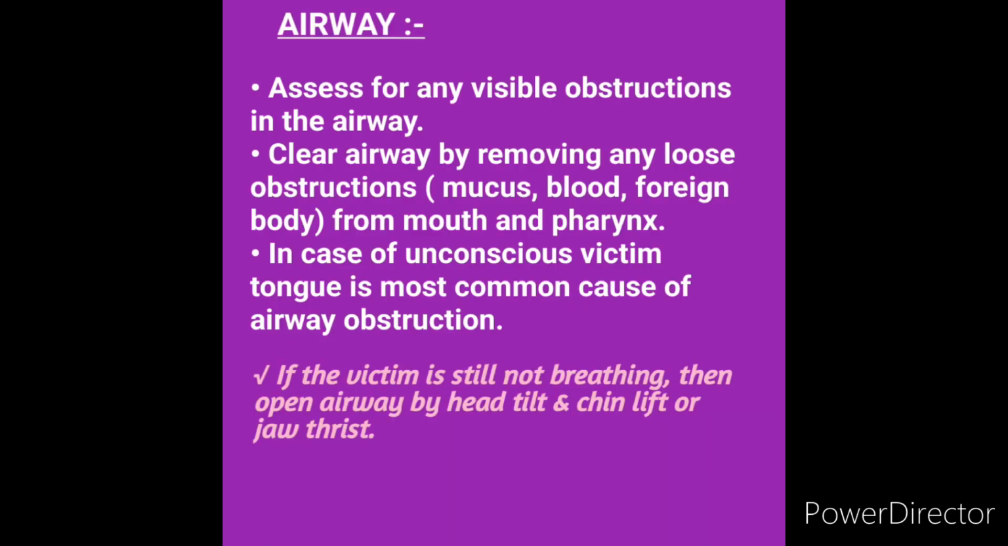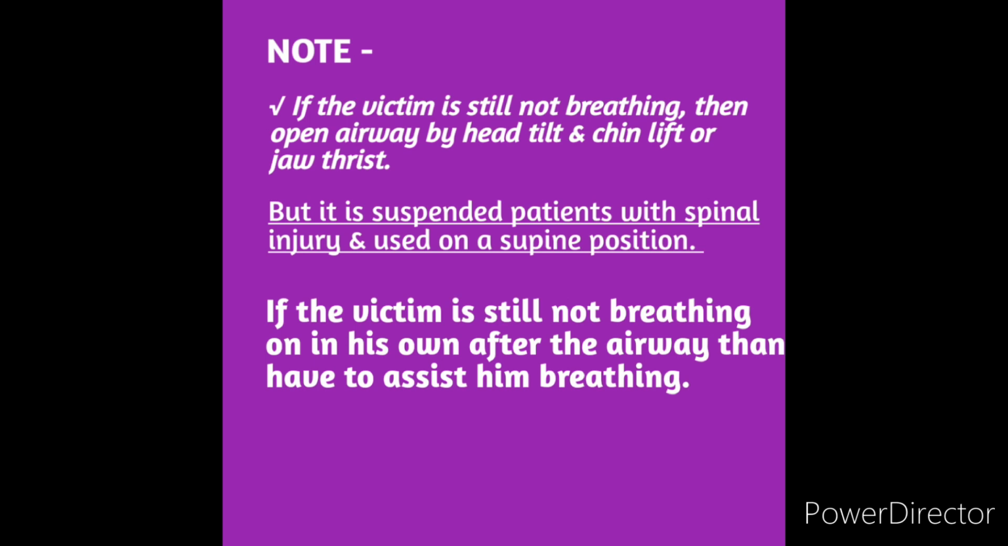The second step is airway, friends. Assess for any visible obstructions in the airway. Clear the airway by removing any loose obstruction in the mouth and pharynx. Loose obstructions here means mucus, blood and foreign bodies. In an unconscious victim, the tongue is the most common cause of airway obstruction. If the victim is still not breathing, then open the airway by head tilt and chin lift. If a spinal injury is suspected, we can use the supine position for spinal injury patients.